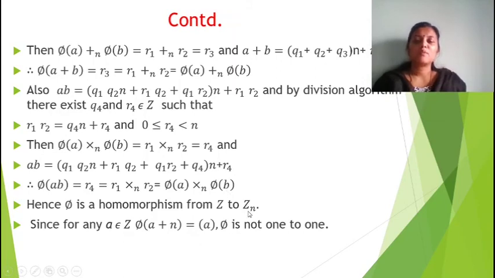Hence phi is a homomorphism from Z to Zn. Now we have phi of a plus n is the same as phi of a. Therefore phi is not 1 to 1. Here it is phi of a, since the remainder when n plus a is divided by n is the same as the remainder when a is divided by n. So phi of a plus n is the same as phi of a. Therefore phi is not 1 to 1.